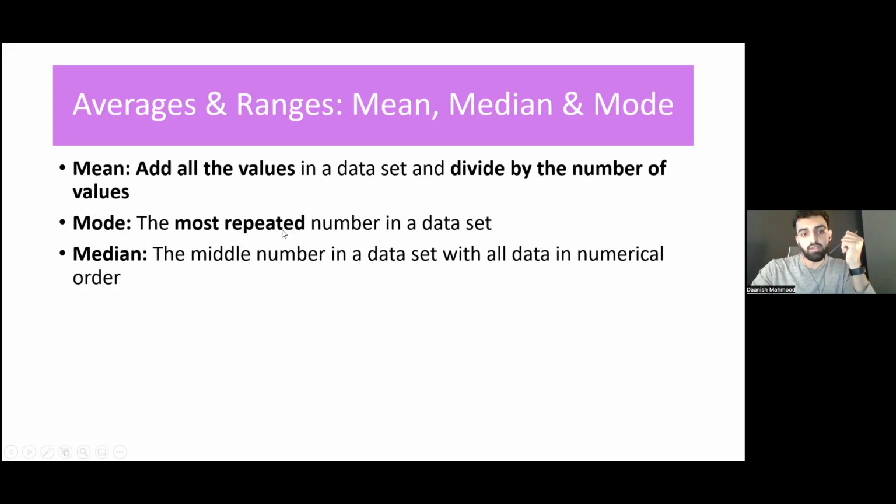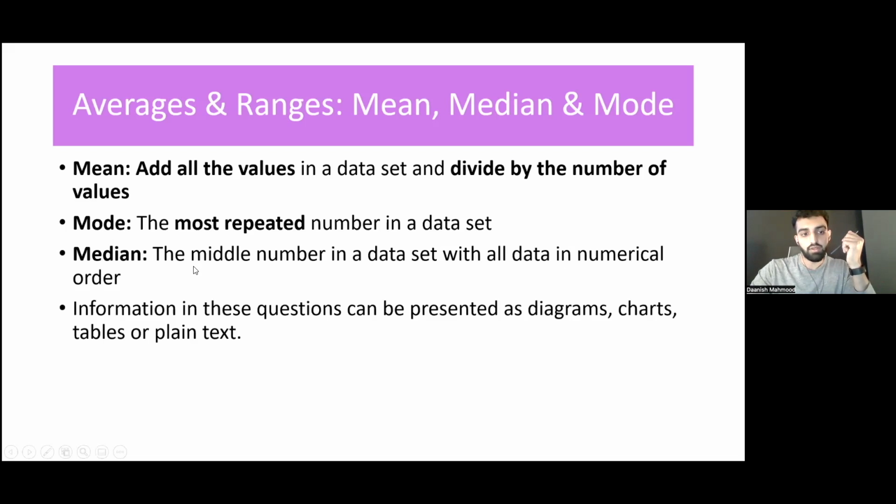And then the median is the middle number in a data set with all data in numerical order. It's important that things are in order for the median. Information for these questions can be presented in so many ways. You might get a diagram, a chart, a table, or even plain text. These plain text questions are quite difficult.